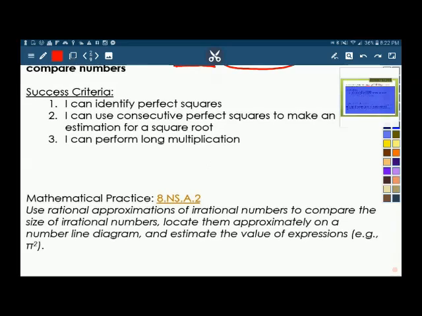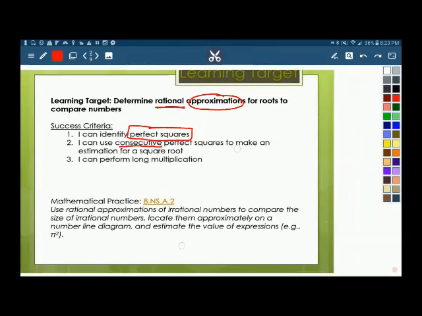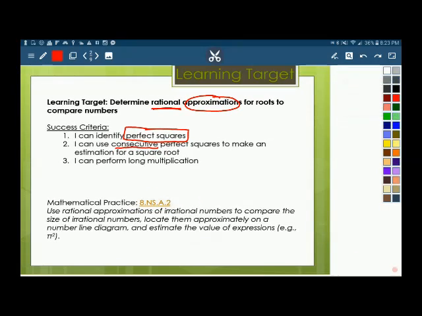To be successful at this, we're going to identify the perfect squares. So we need to make sure we are memorizing our list of perfect squares. And we're going to use consecutive perfect squares, consecutive meaning back to back, to make an estimate for the square root. And then lastly, we're going to perform long multiplication to make sure that our estimations are accurate.